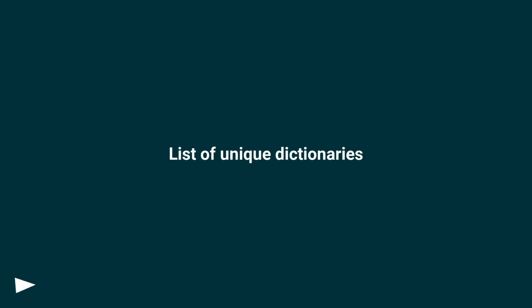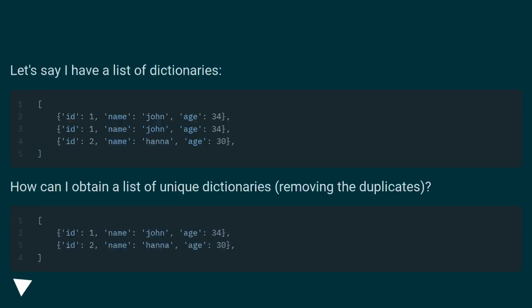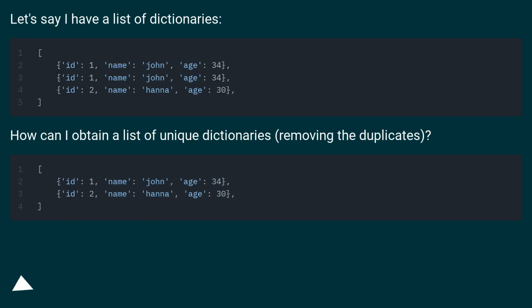List of unique dictionaries. Let's say I have a list of dictionaries. How can I obtain a list of unique dictionaries, removing the duplicates?